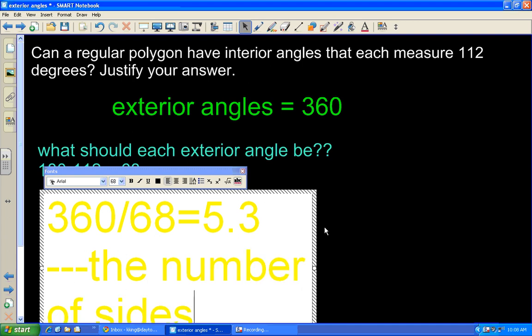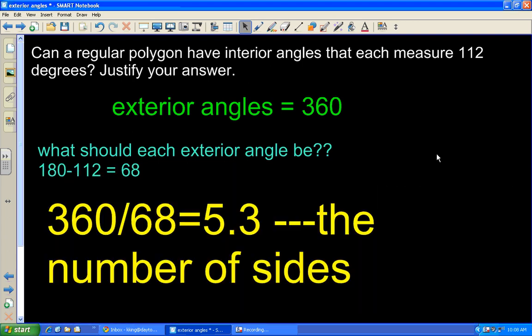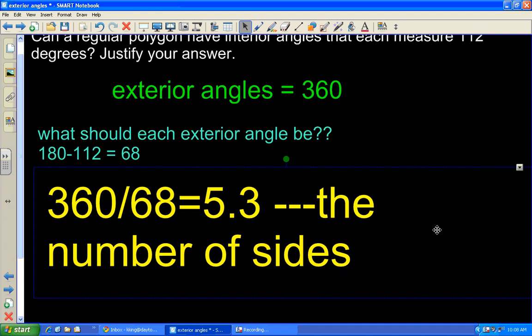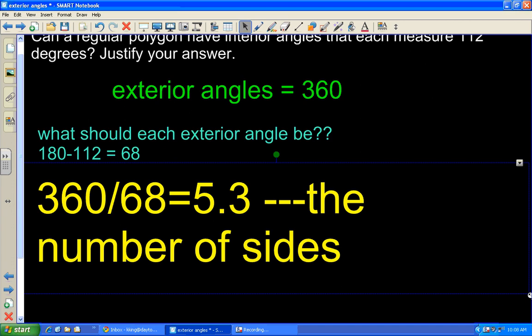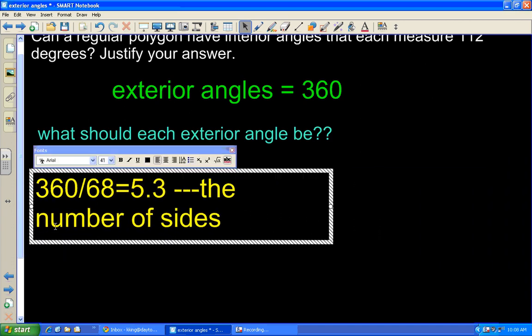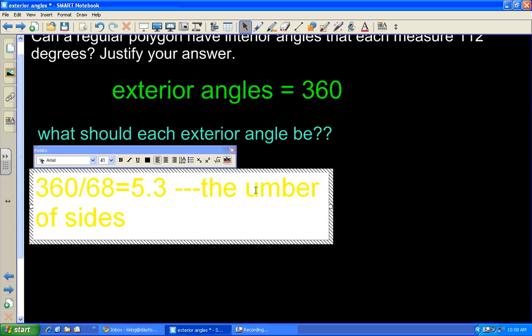That font is really big. Make this a little smaller. Okay, the number of sides.